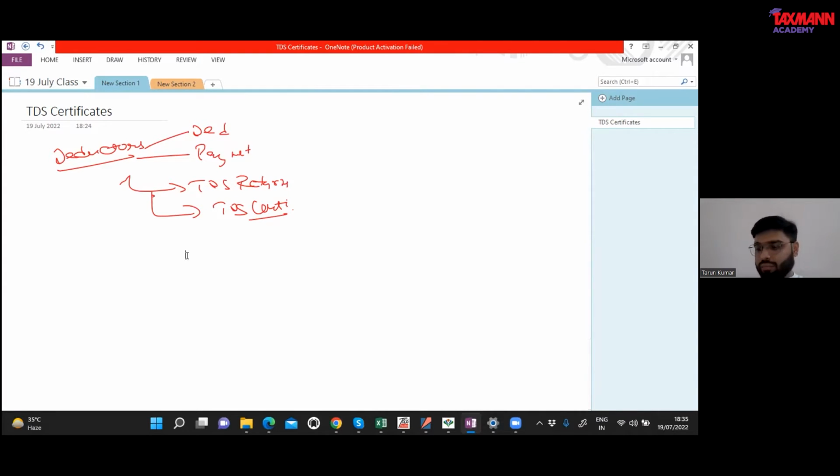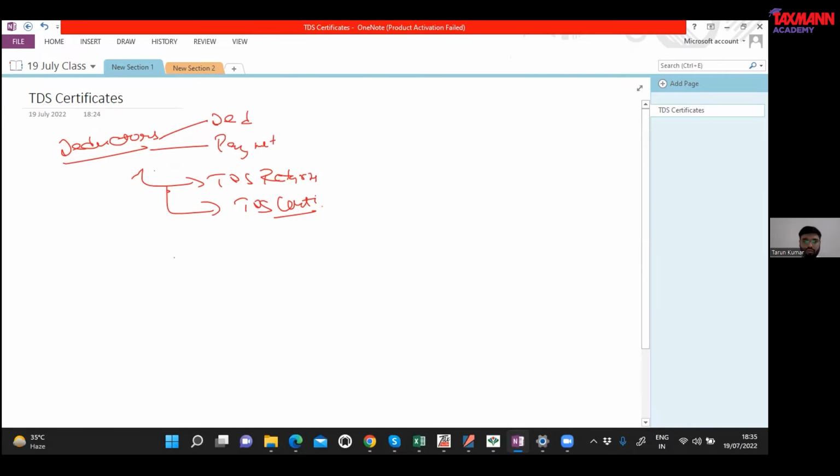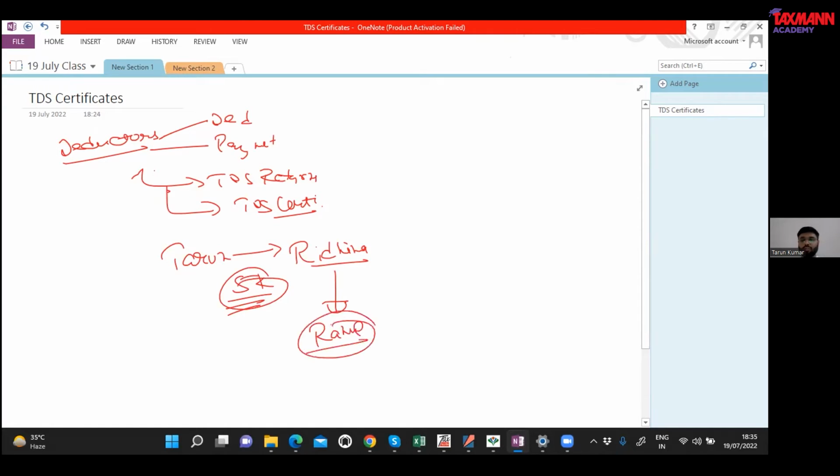So I'll just take an example. For example, I have to make payment of 5,000 to Ridhima, and Ridhima has to make this payment to someone else. Let's take an example. She has to pay this amount to Rahul, right? So Ridhima asks me, Tarun, you can make this payment directly to Rahul, and I paid this 5,000 to Rahul. So now what is the proof available with Ridhima that this payment has already been made to Rahul?